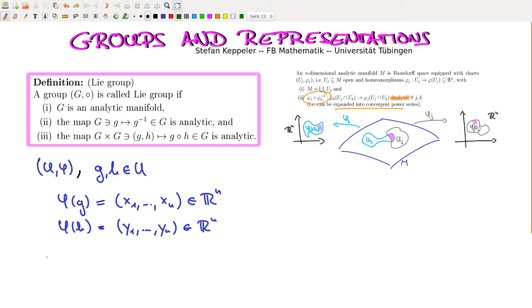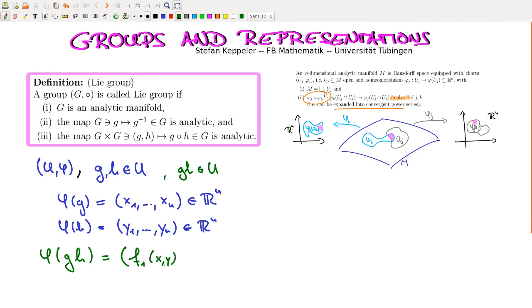So this means that phi of GH, it also has some coordinates. It's also mapped somewhere in Rn. So that's, let's say, just to keep it simple, let's assume that GH is also in U here. Otherwise, we would need some transition functions here like these, but that doesn't really add anything.